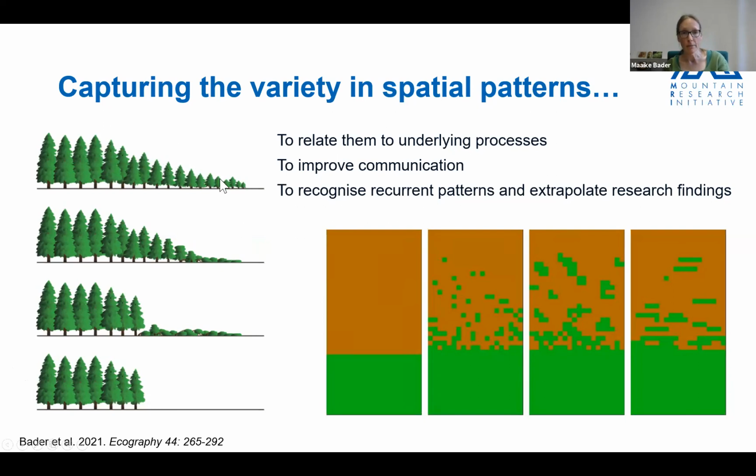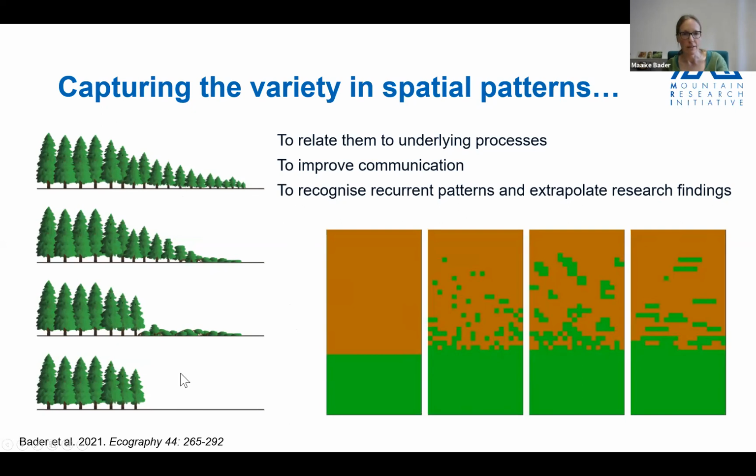Another reason to describe them, so one is naming them, but the background behind that is describing them in different dimensions, which helps to relate these dimensions or patterns to the underlying processes. I already mentioned improving communication, that's just hanging names on things. And I think it is important to recognize that some tree lines are more similar than others, so that these recurrent tree lines can be used to extrapolate research findings. So if we do research at a very abrupt tree line and we find, for example, that the dynamics of this tree line are very slow and depend very strongly on seedling establishment, then it is more likely that another abrupt tree line has a similar situation than a tree line that is gradual, like this one at the top. So that is another reason to try to get some order in all these patterns.